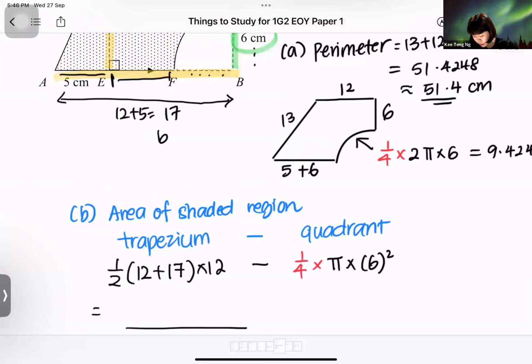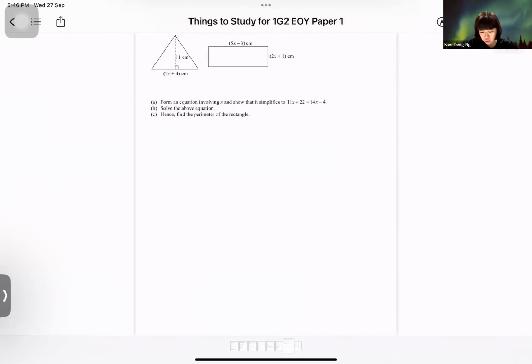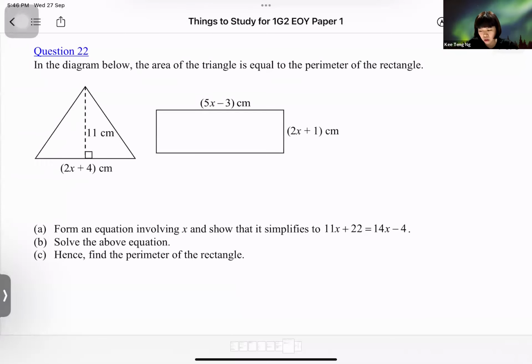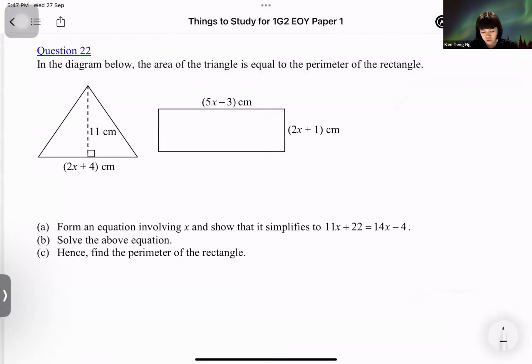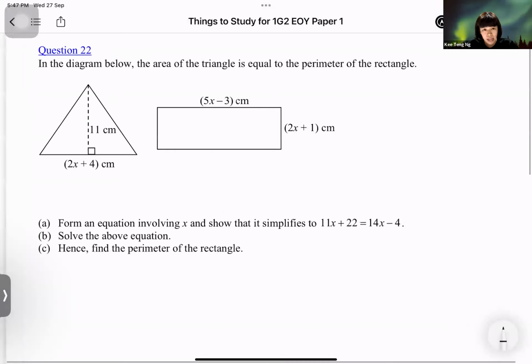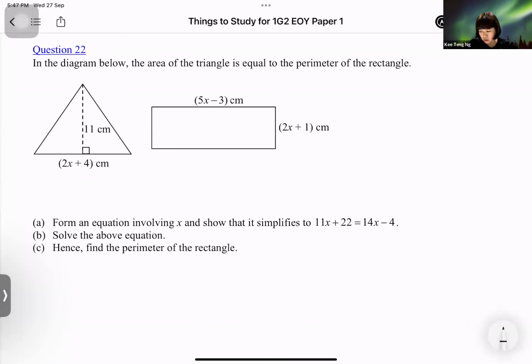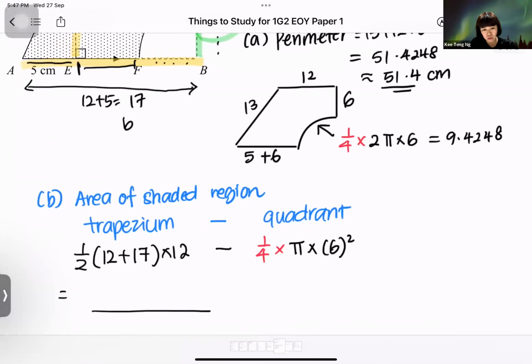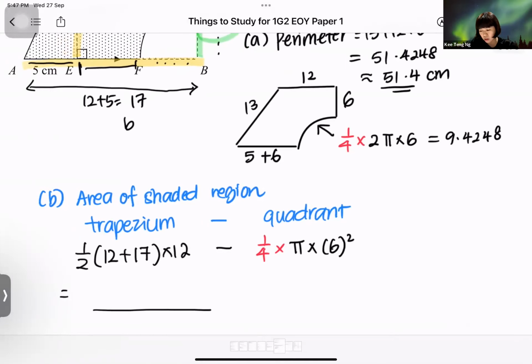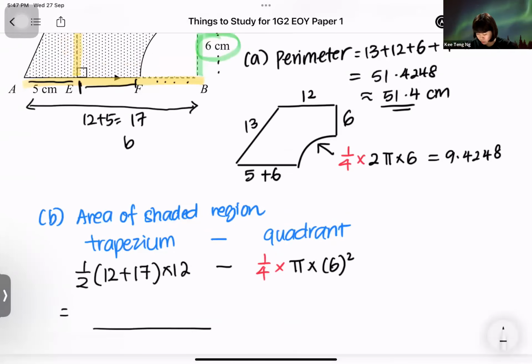Okay, do you want to do the last question? I'll let you do the calculation. The last question is most probably a word problem that can come out also. Okay, we do the last question. In the diagram below, you're going to calculate the area on your own later. I'll let you copy the working, then we continue. Can? Okay, Nick says can. We continue.